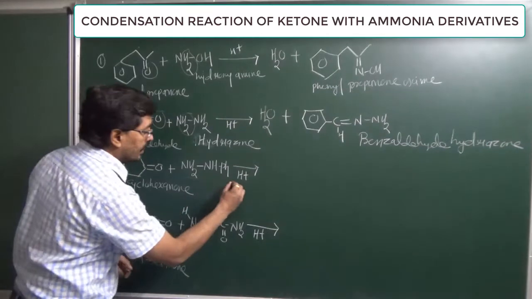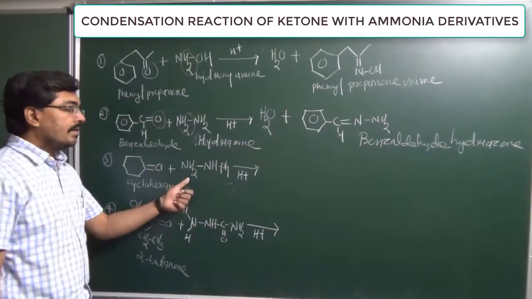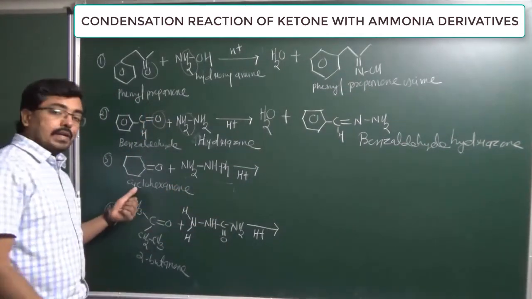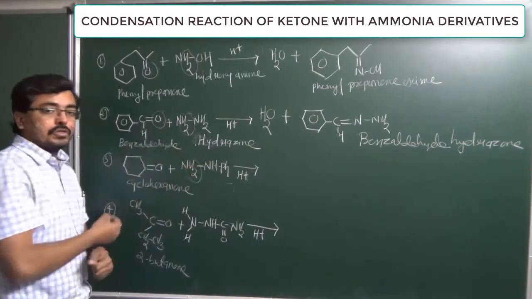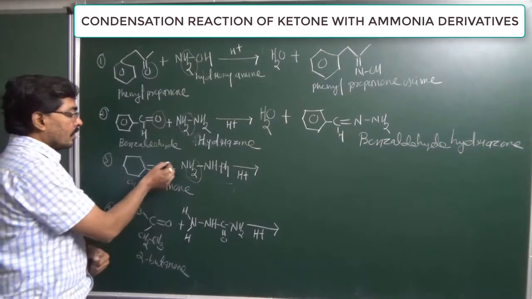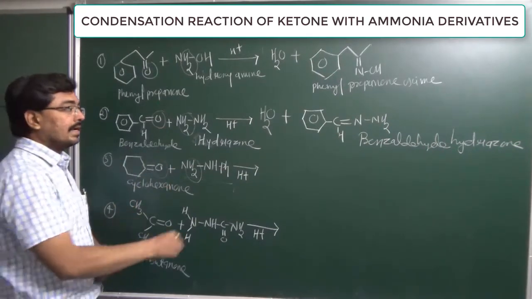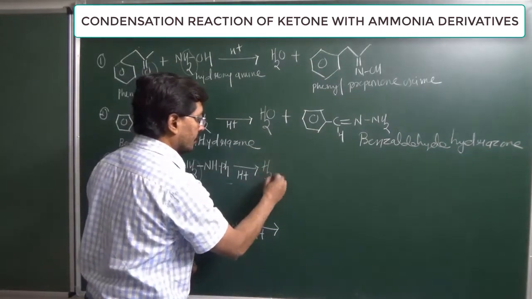Now the name of this ammonia derivative you know very well: it is phenylhydrazine. Now phenylhydrazine is allowed to react with cyclohexanone. So two hydrogens from nitrogen and oxygen from carbon are eliminated in the form of water.